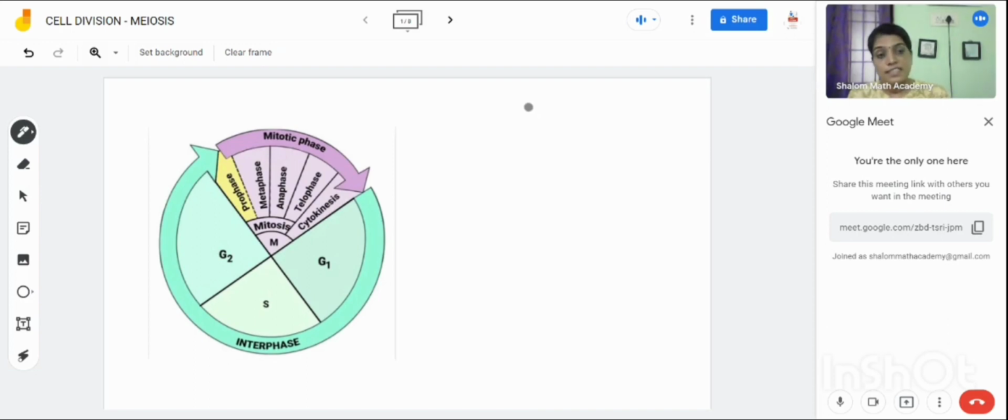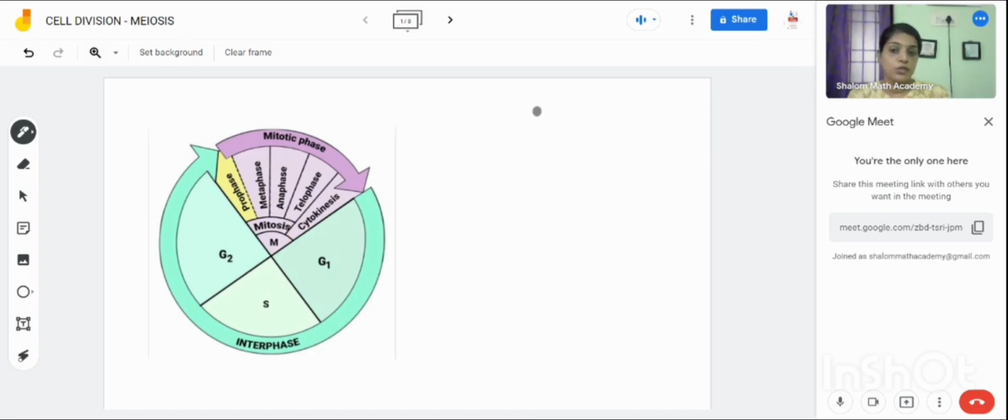What happens in the synthesis phase? In the synthesis phase, it synthesizes the DNA. There is duplication of the chromosomes happening. So we need enough chromosomes to be divided amongst the daughter cells, isn't it? The cell synthesizes all these materials before it starts dividing. So the G1, S phase, and G2 phase make sure that the cell is all geared up for the division process. All right.